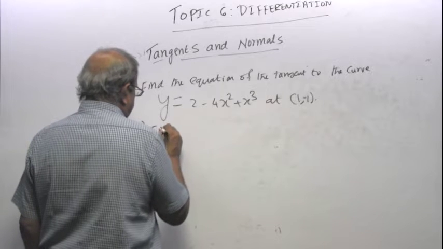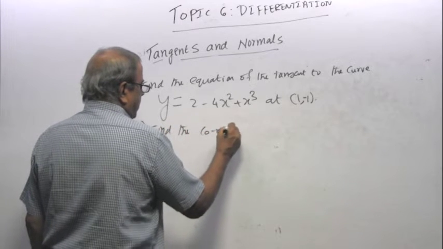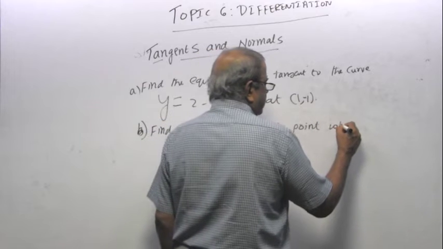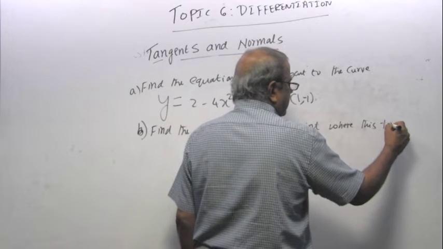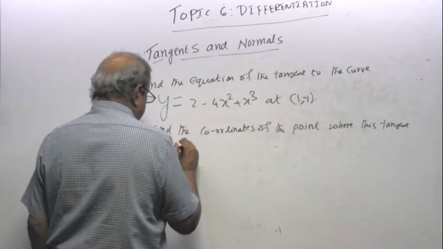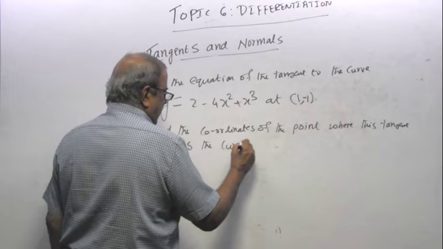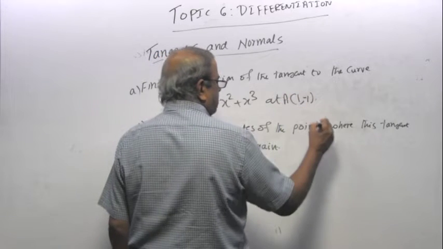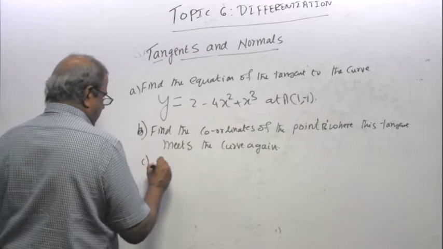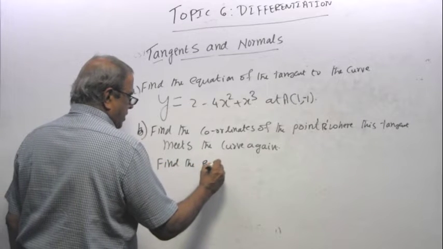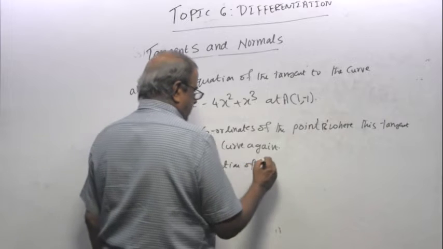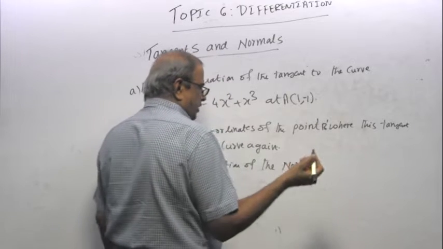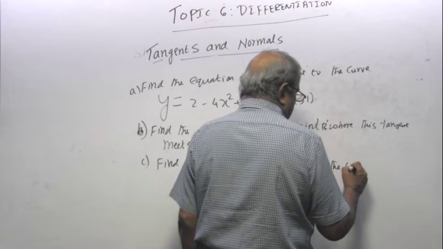Part B. Find the coordinates of the point where this tangent meets the curve again, let me call it point B. Part C says find the equation of the normal to the curve at this point B. I will write it as normal because I'm making up this question now, but in case it is impossible, I'll change it to a tangent.